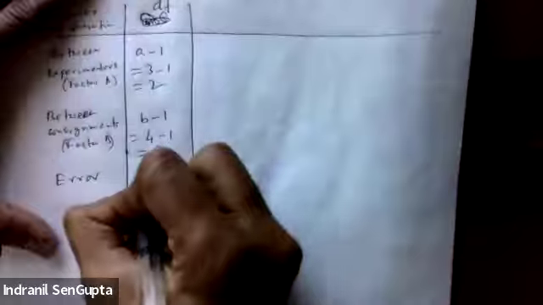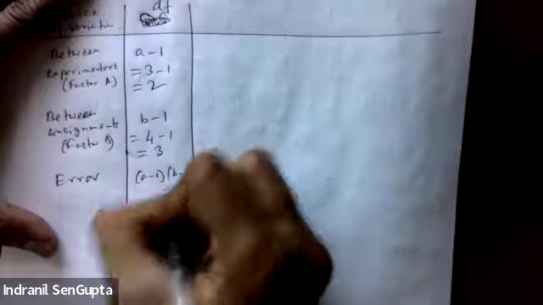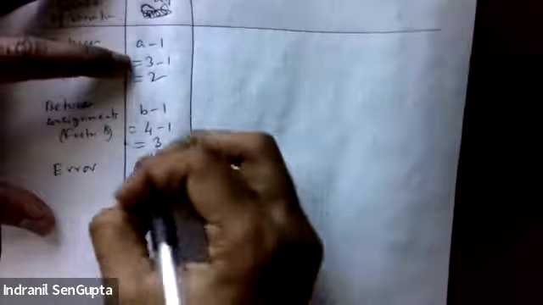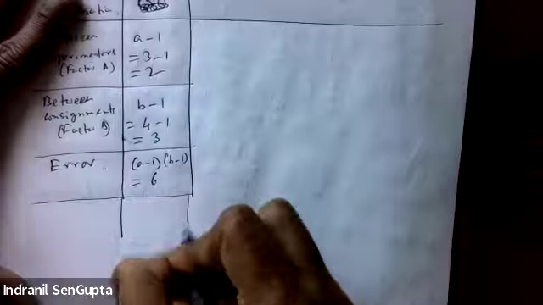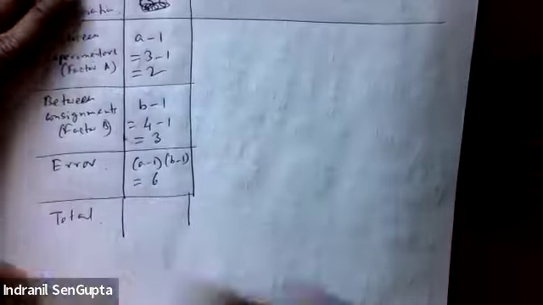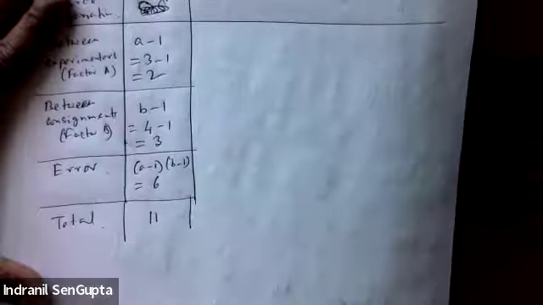Now for factor B, it's B minus 1, then B is 4, so 4 minus 1, which is 3. And error is actually A minus 1 times B minus 1. So it's really 6. That is the degrees of freedom. And the total degrees of freedom is additive, so it's 11.